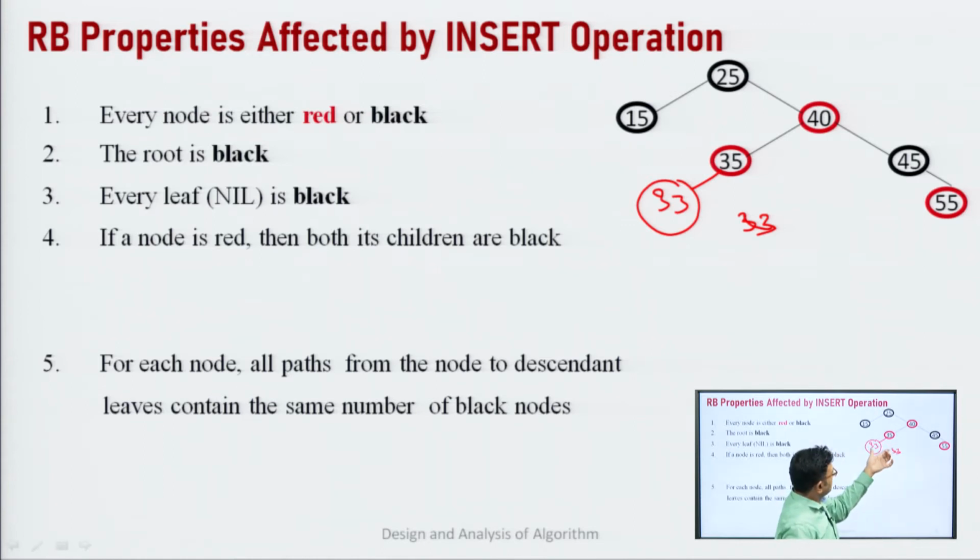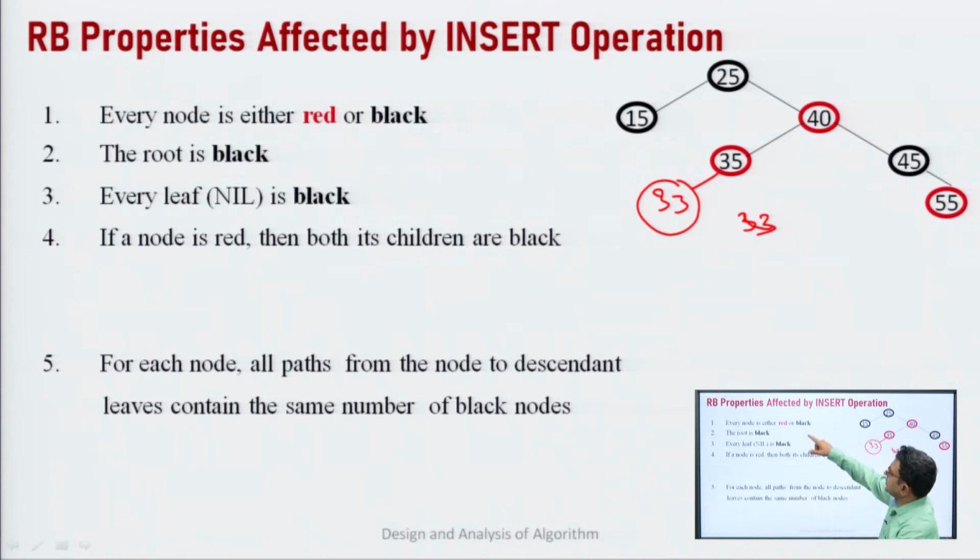Here three consecutive red nodes have come up in a particular path. This is a violation of property 4, because property 4 says that no two red nodes should occur in a particular path simultaneously. No two consecutive red nodes may occur in any path in a red black tree. So this is a violation of property number 4. Let us see what kinds of violations may occur.